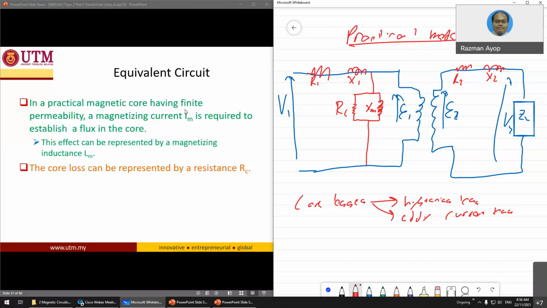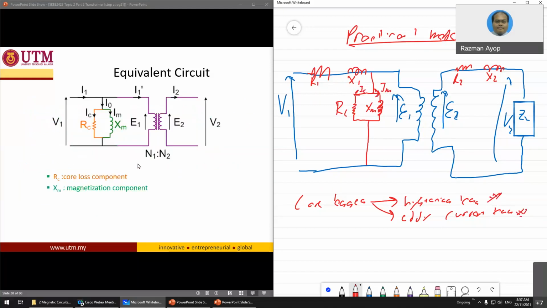In practice, the magnetic core has finite permeability, so you have a magnetizing current. This is IM, which is required to establish a flux in the core. So you need a minimum current. And then the core losses, this one is IC, caused by the hysteresis loss and the eddy current loss. Make sure you recall back the theory. So you can see here the core losses and the magnetizing component.